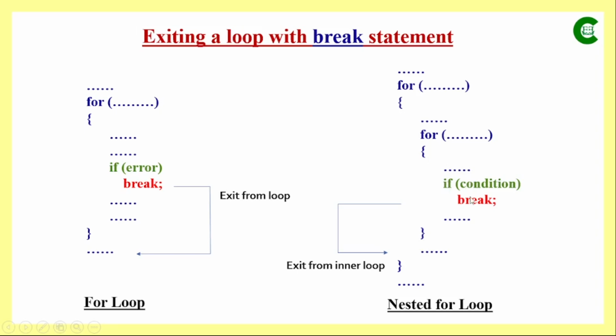So this inner loop will be terminated, but the outer for loop will still be executed. So control will not come out of the whole loop or the outer loop. It will exit the loop containing that break statement.